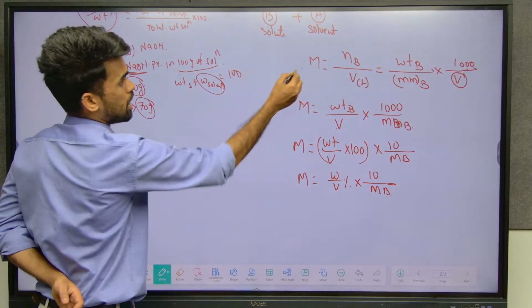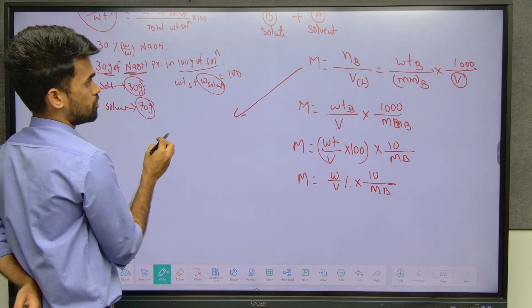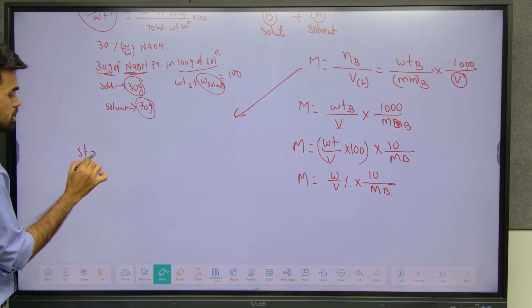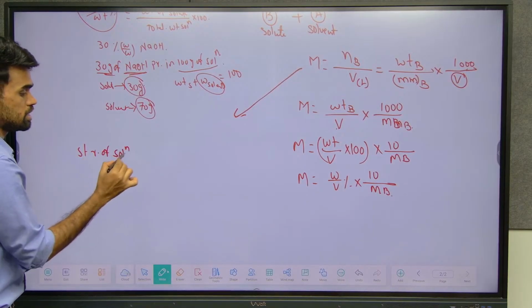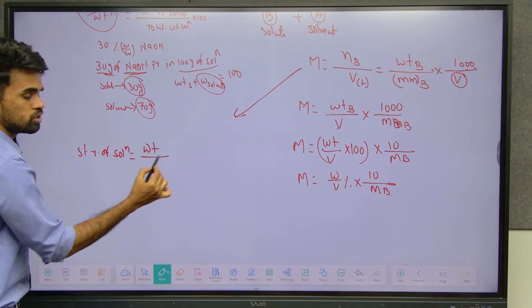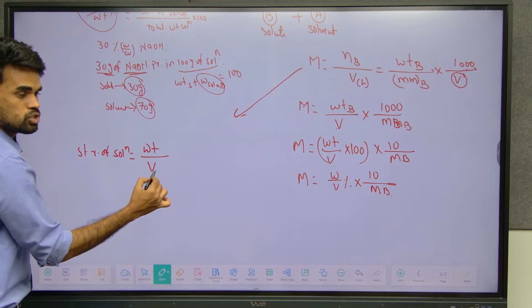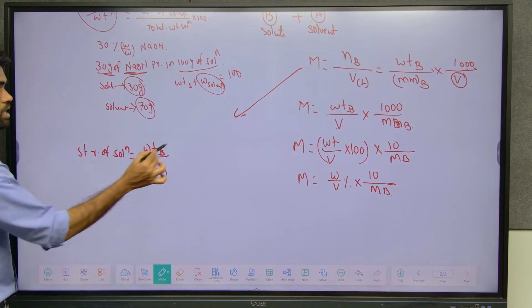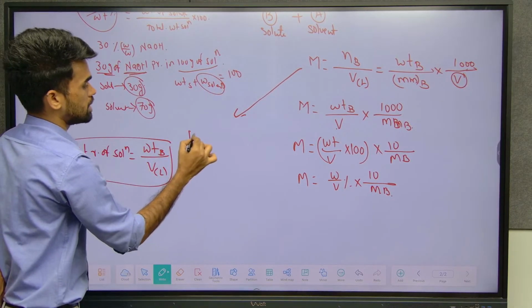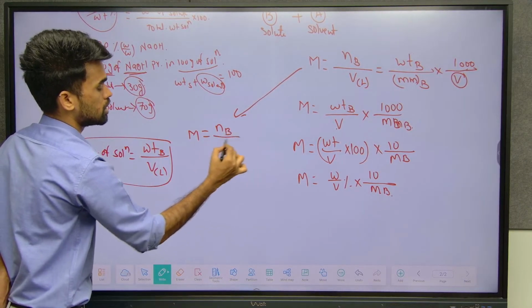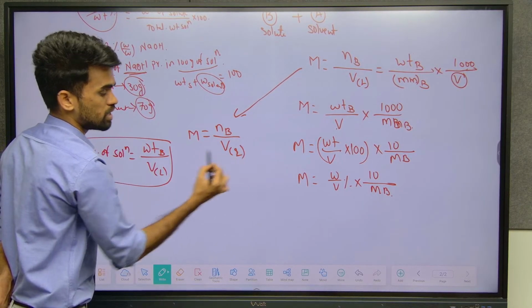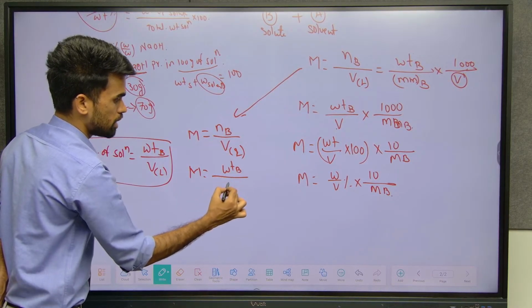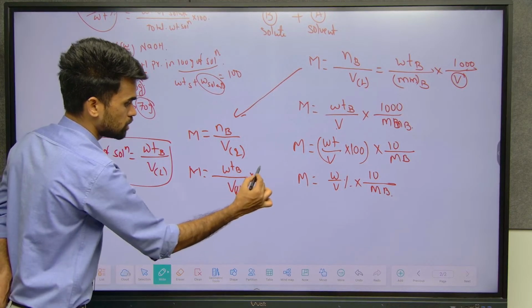Next thing is, the same formula I wanted to connect with the strength of solution. What is the formula of strength of solution? Tell me. How have you written strength of solution? Weight of solute by volume of solution in liters. So if you observe this formula, molarity equals number of moles of solute by volume of solution in liters. Number of moles of solute I can write as weight of solute by volume of solution in liters into number of moles.